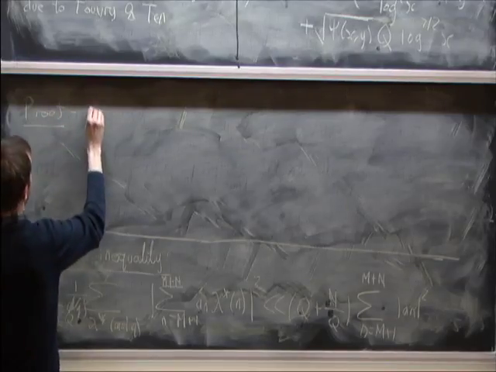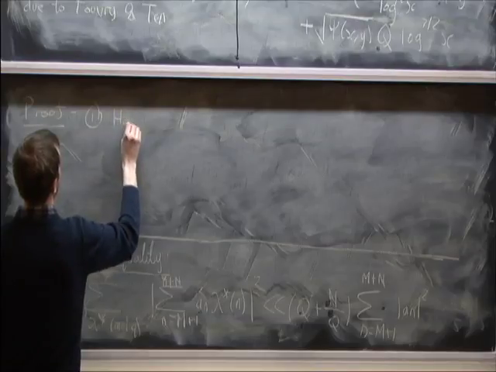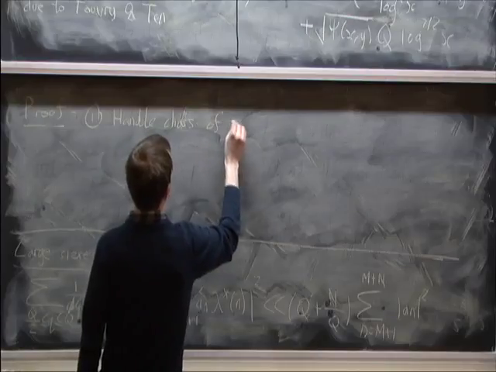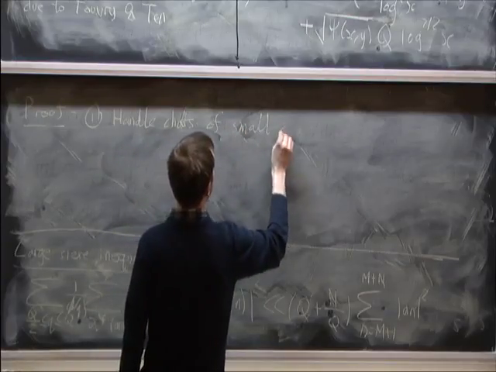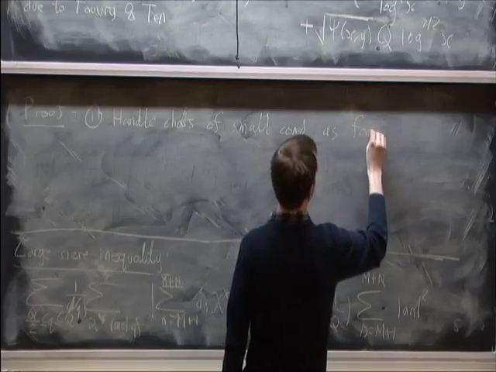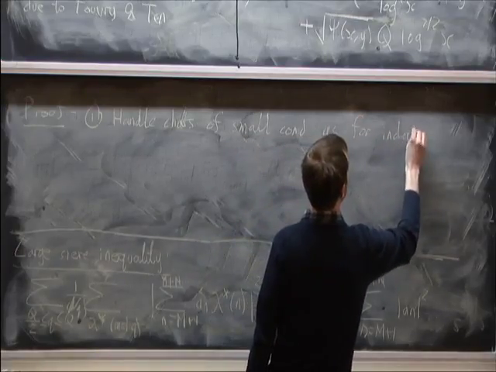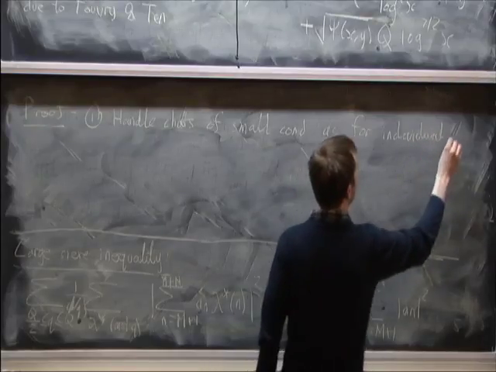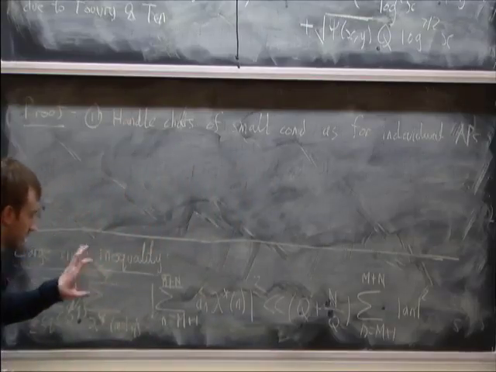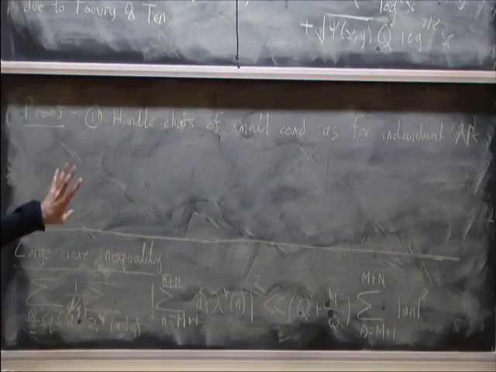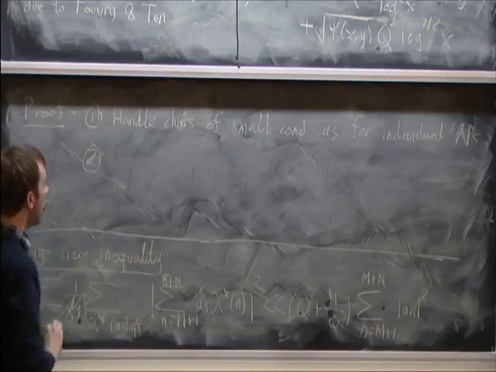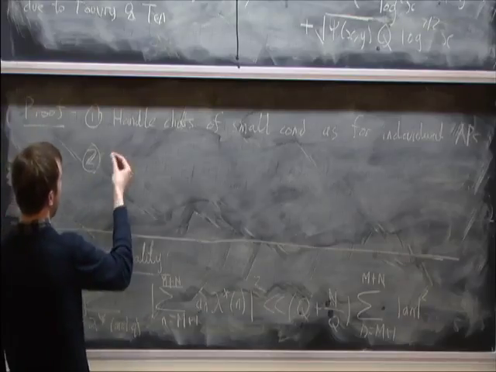how does the proof kind of go? The first part: handle characters of small conductor, as for individual arithmetic progressions. So the same as in the classical Bombieri-Vinogradov theorem with the primes, use the Siegel-Walfisz theorem. And I won't say exactly what small conductor means. And then I'm going to use the zero density approach.